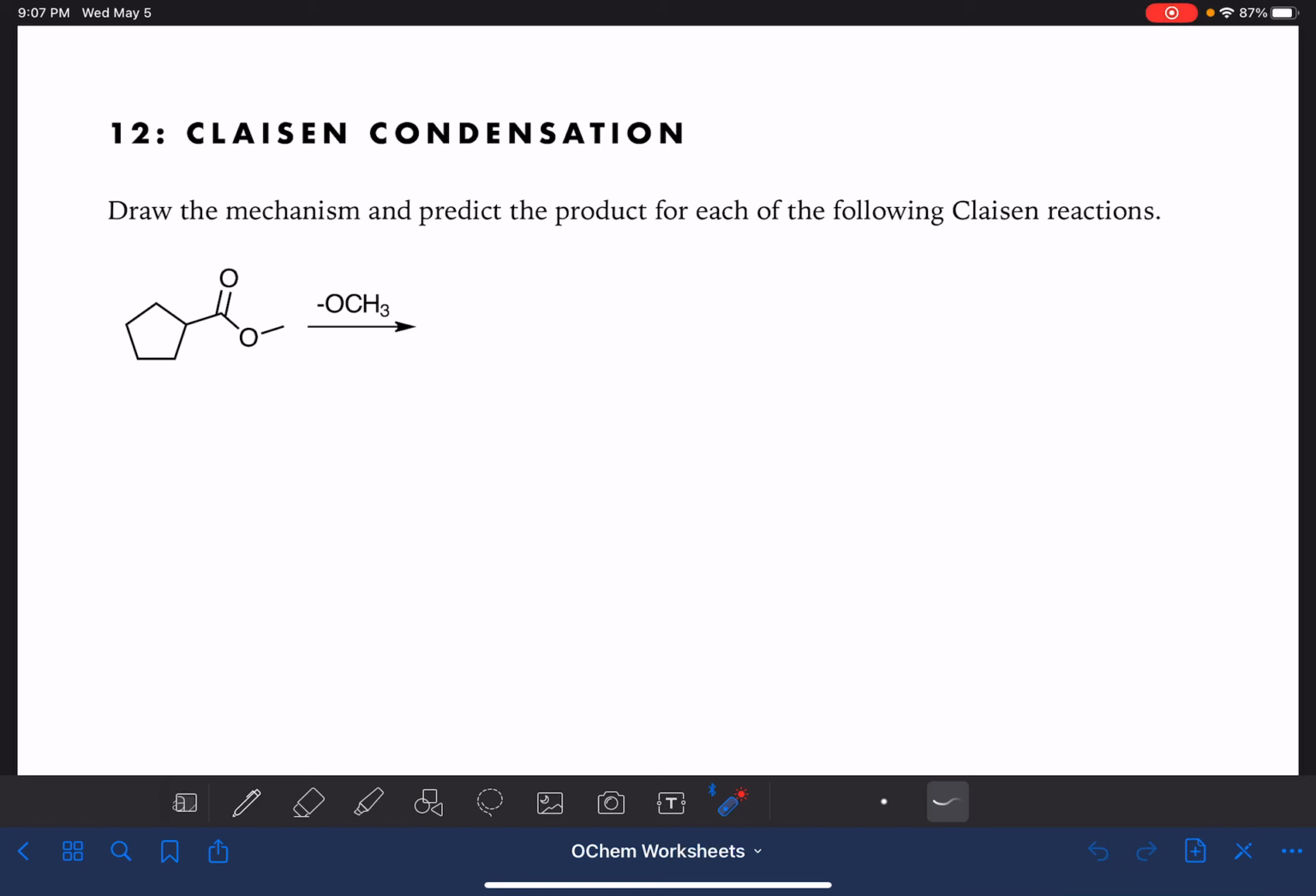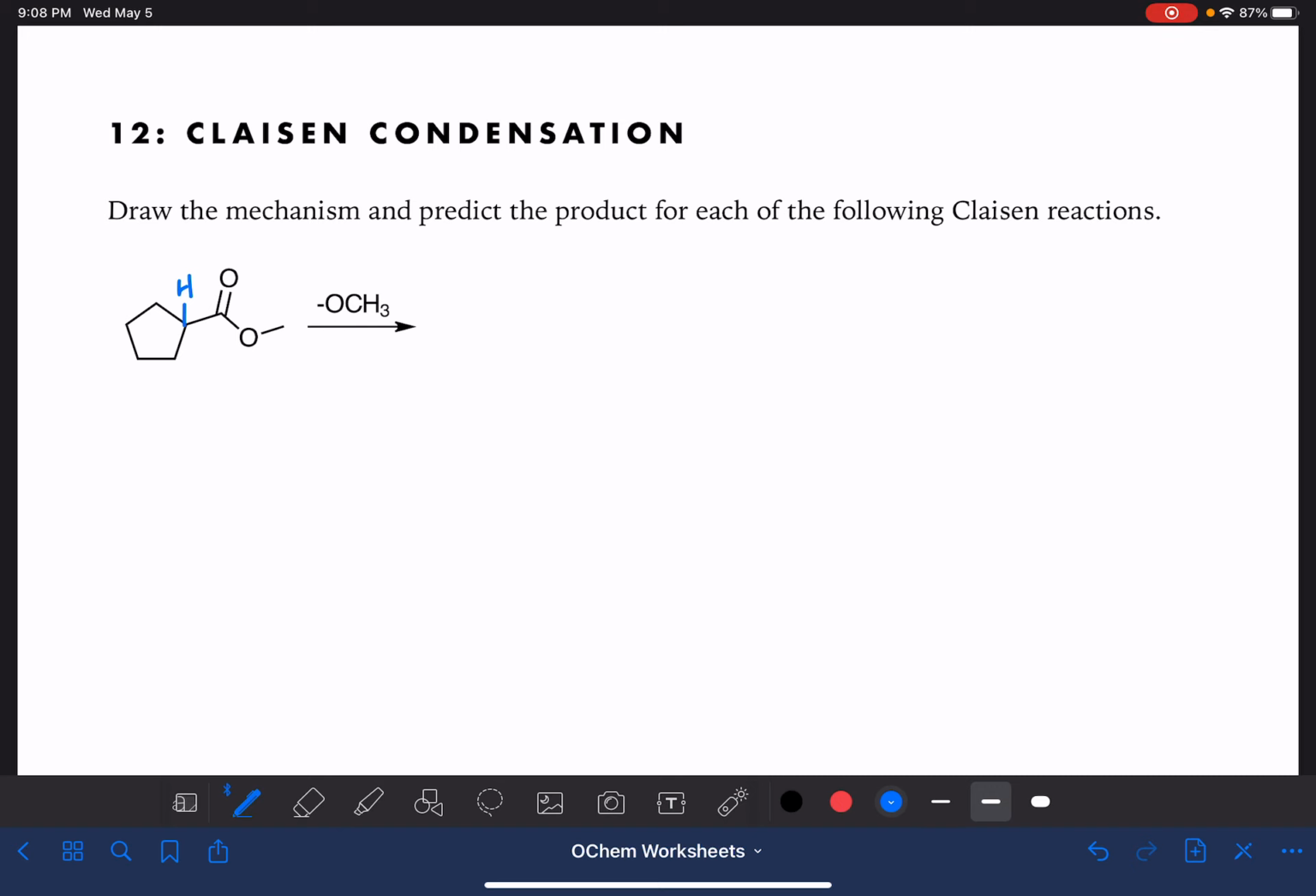On this worksheet, we're going to go through a few different types of Claisen condensation reactions. The first couple problems involve drawing the mechanism for a Claisen condensation reaction. The first thing I'm going to do here is draw on the alpha hydrogen atoms for this molecule. To find them, we're looking for the carbonyl carbon. Next to that is the alpha carbon, and then here are our alpha hydrogens.